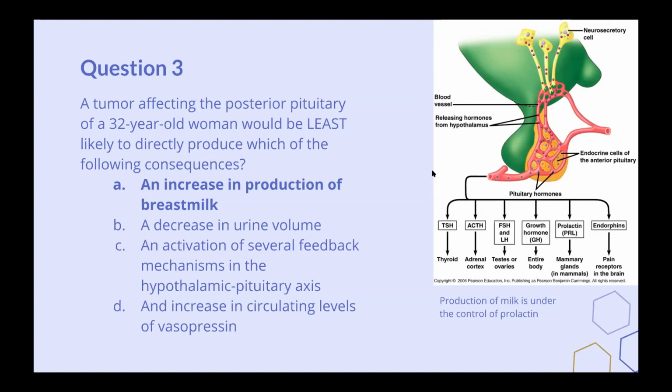So D will happen because a tumor in the posterior pituitary will likely lead to increased vasopressin levels, which will cause the kidney to retain water and decrease urine volume. So B is out. And this will feed back into the hypothalamic pituitary axis to initiate some sort of compensation mechanism. So C is also likely to happen. And using that reasoning, along with the fact that oxytocin doesn't mediate lactogenesis, A would be your answer.